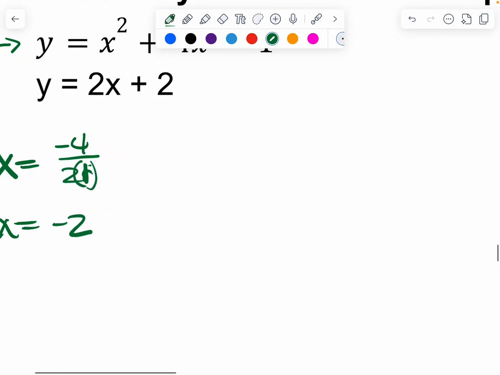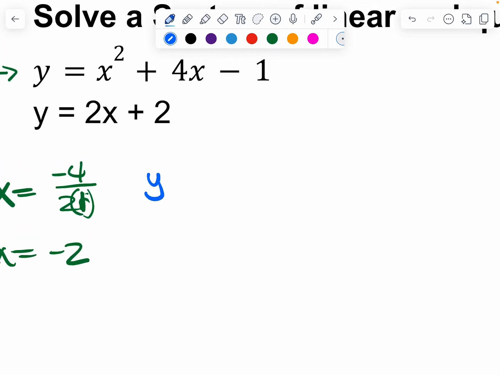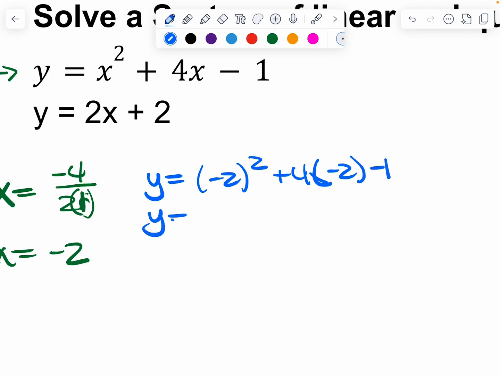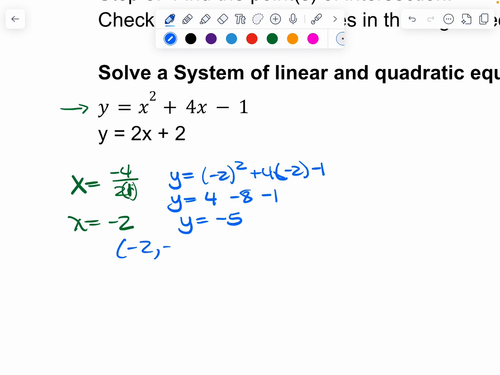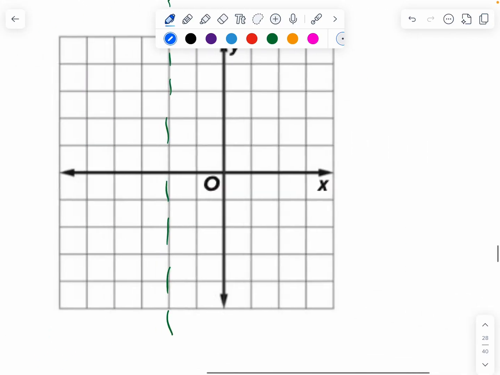And if I was to plug in negative 2, I would get y equals negative 2 squared plus 4 times negative 2 minus 1. So y equals 4 minus 8 minus 1. So that's going to get me negative 5. So the point negative 2, negative 5. So negative 2, 1, 2, 3, 4, 5.